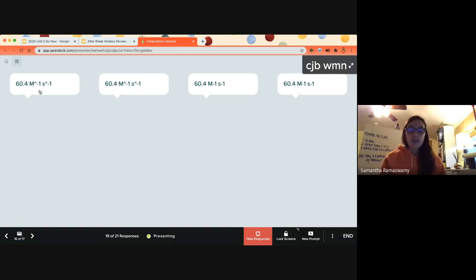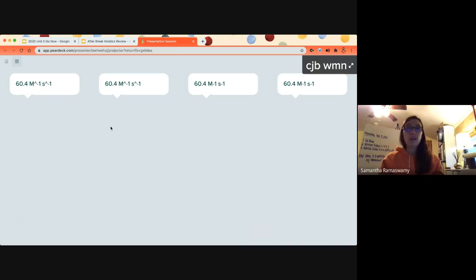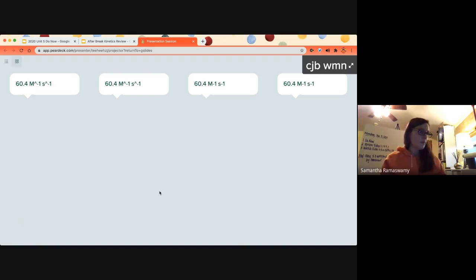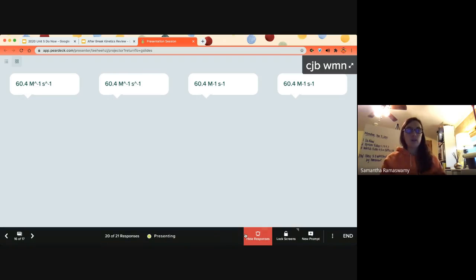Now, when you plug in your units with that, you're going to have molar per second divided by molarity squared. This is a second order overall rate law. Each reactant is first order, so overall it's second order. Your units are M to the minus 1, s to the minus 1. So 60.4 M to the minus 1, s to the minus 1, because it's second order overall.